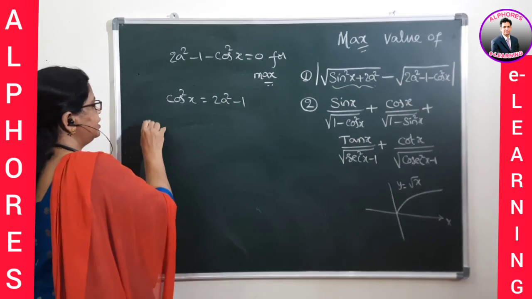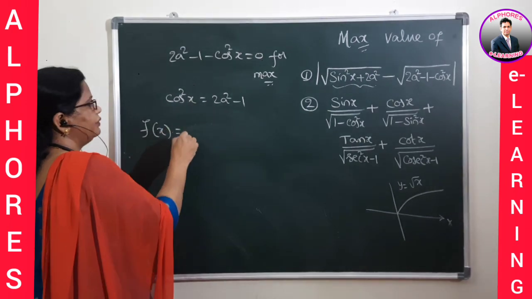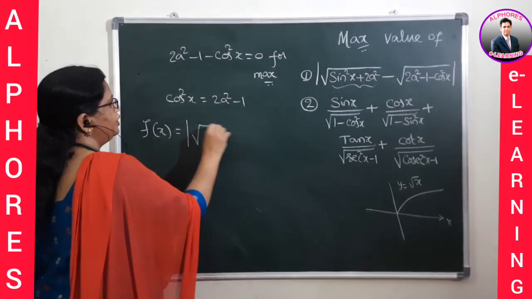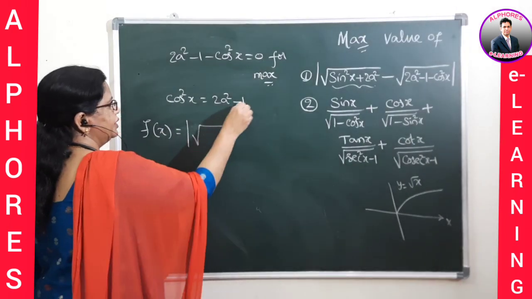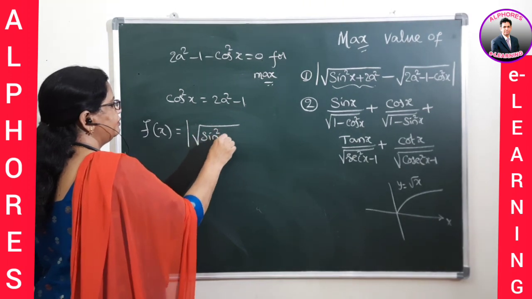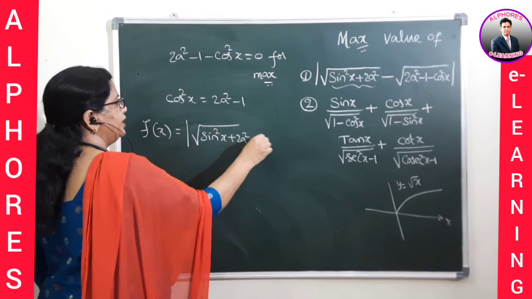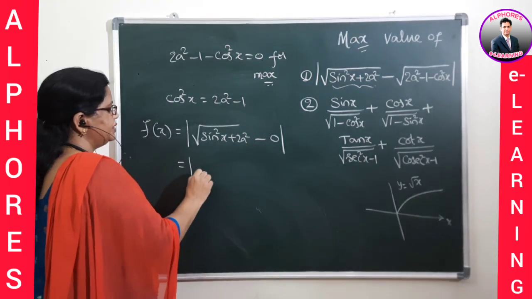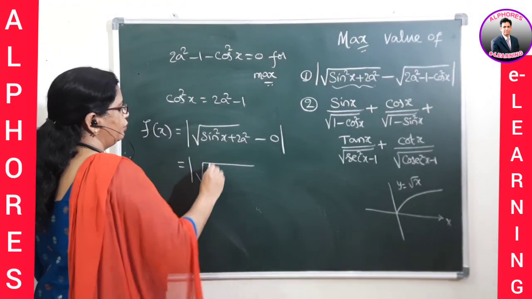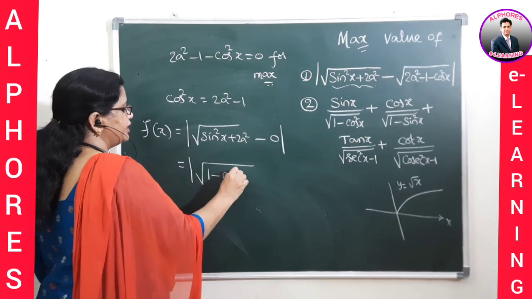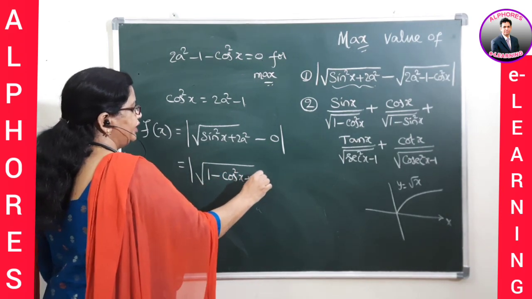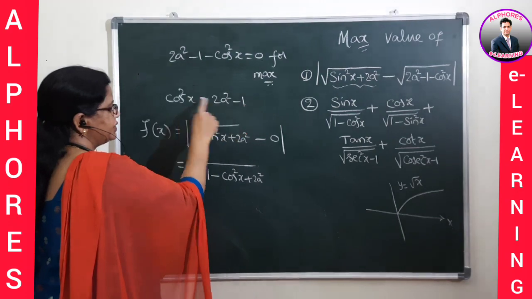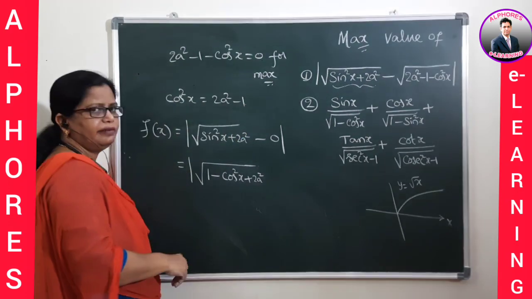Then consider the given function. Suppose it is f of x. It is mod of square root of sin square x plus 2a square, and the second value we have taken as 0. Now what is this sin square x, students? This sin square x is nothing but 1 minus cos square x, plus 2a square. Then what is this cos square x value? You got 2a square minus 1.